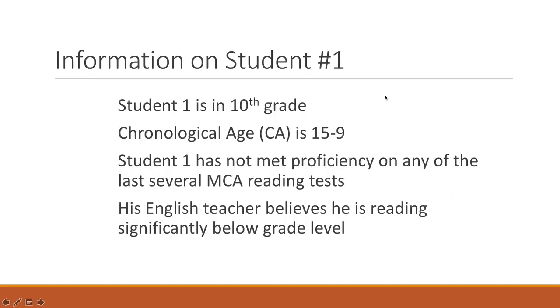So some information that we have on our student. This student is a 10th grader. His chronological age is 15 years, 9 months. And his teachers have told us that he has not met proficiency on any of the last several MCA reading exams. So we know that he's got struggles in reading. And his English teacher thinks that he's reading significantly below grade level based on the fact that he has trouble with any kind of reading tasks in his class.